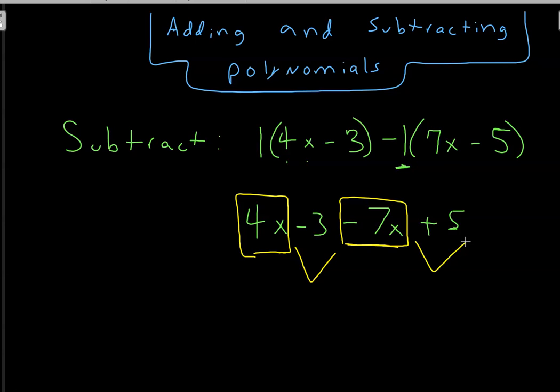So when we combine those, 4x take away 7x's. If you have 4x's and you take away 7x's, you're left with negative 3x's. Your 3x's in the negative direction. And then negative 3 plus 5 is positive 2. So that's what you would actually simplify that to be.